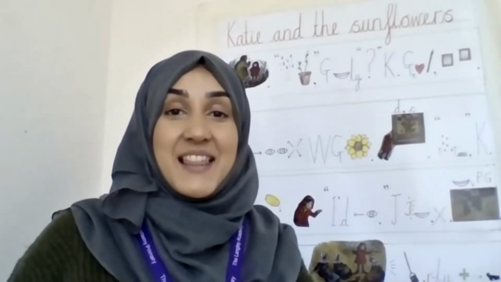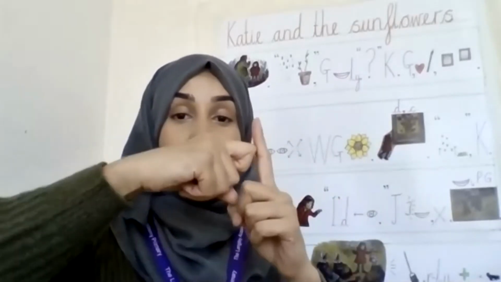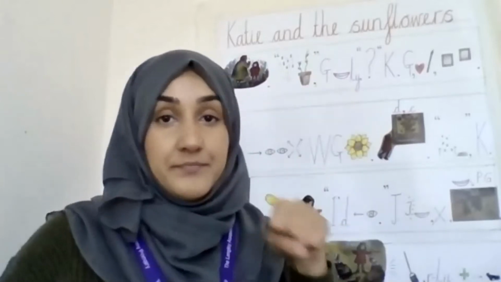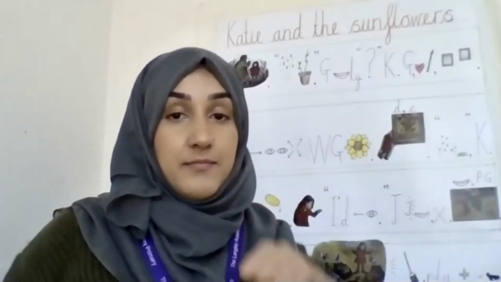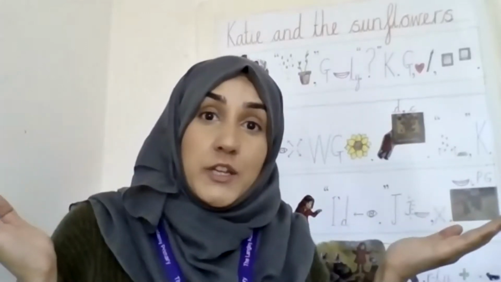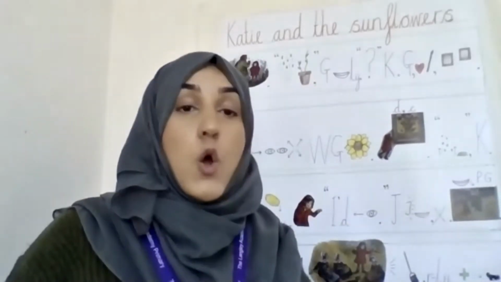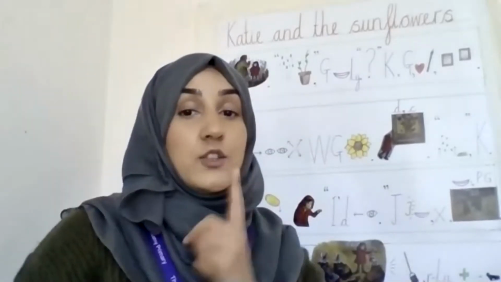Okay. Katie and the Sunflowers. Grandma was helping Katie plant some sunflowers in the garden when it started to rain. The rain will make everything grow, said Grandma delightedly. What shall we do now? said Katie. Grandma, who loved art, suggested that they go to an art gallery.